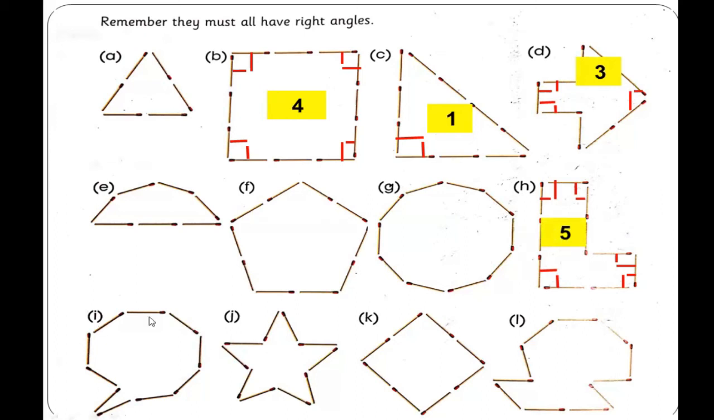Look at this shape. This is an L shape, but you cannot take this as a right angle because it's outside. So we cannot take any right angle here. And in the star also, we don't have any.